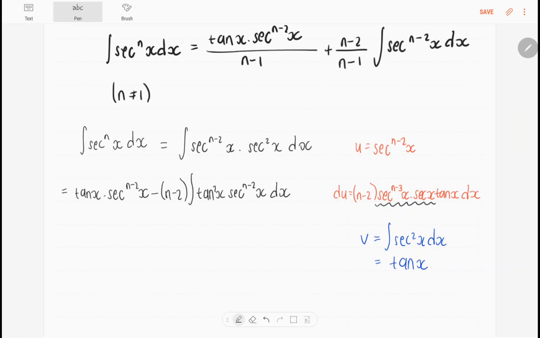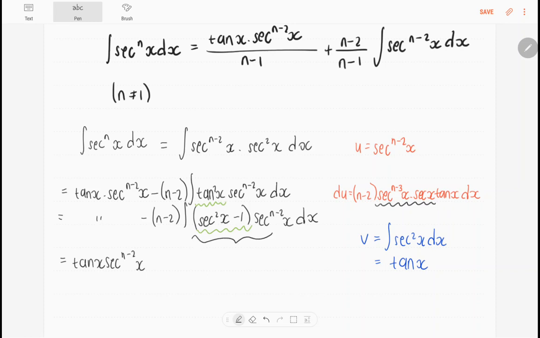In my next step, I am now going to use an identity to change tan to sec. So my first term is going to stay the same. I'm not going to rewrite that just now. Then we have n minus 2 times the integral, and I can replace tan squared by sec squared minus 1, and then I still have my sec to the n minus 2 of x dx. Next, I'm just going to multiply out that bracket. So that means I'm going to have tan x sec to the n minus 2 x.